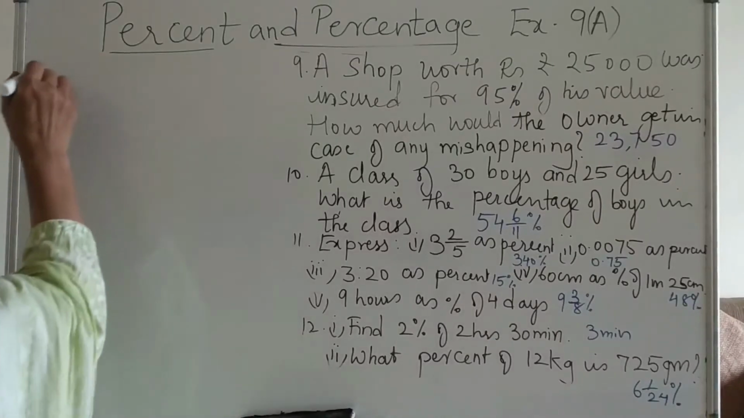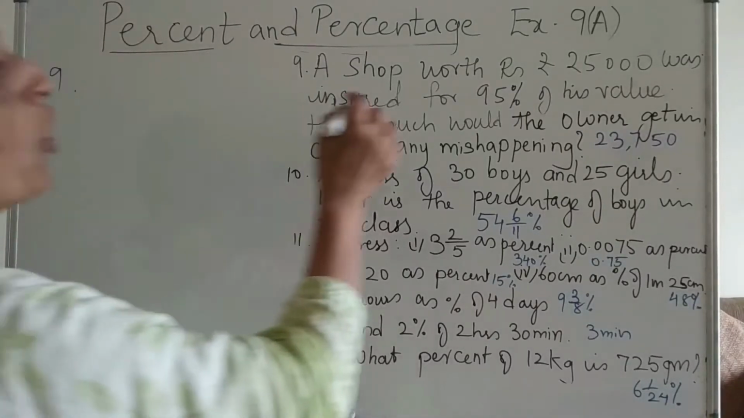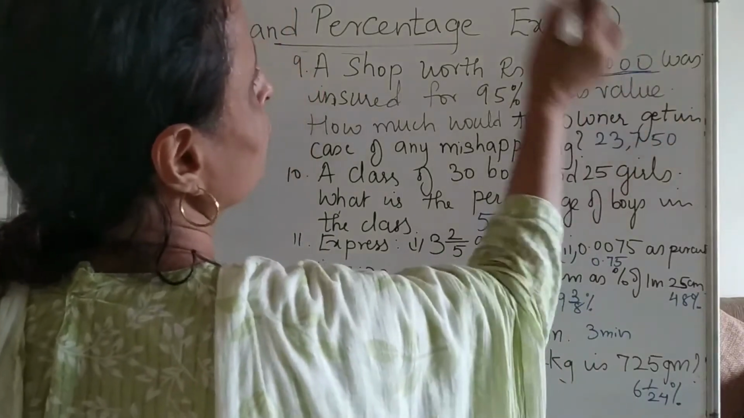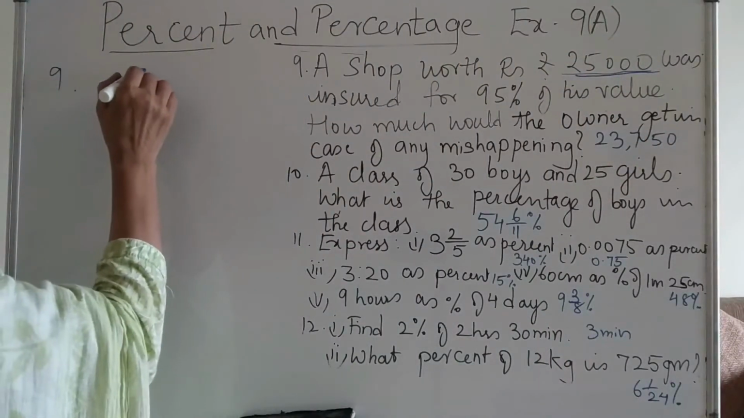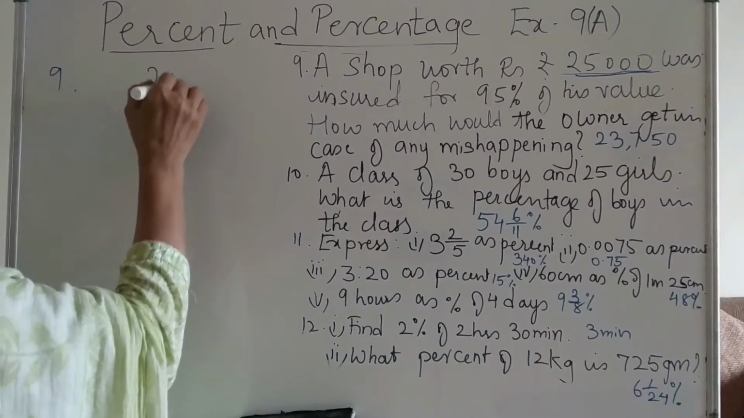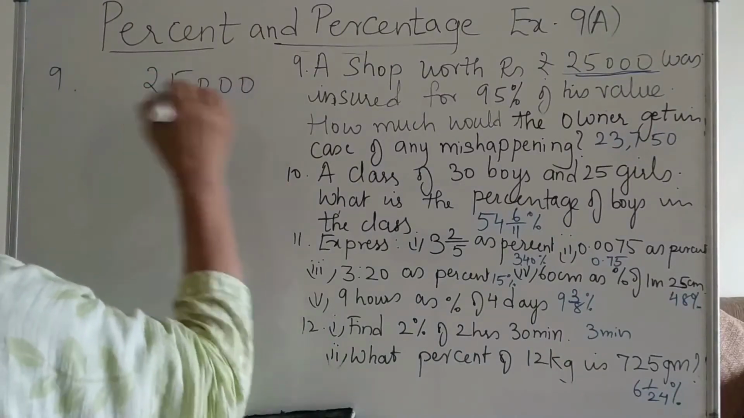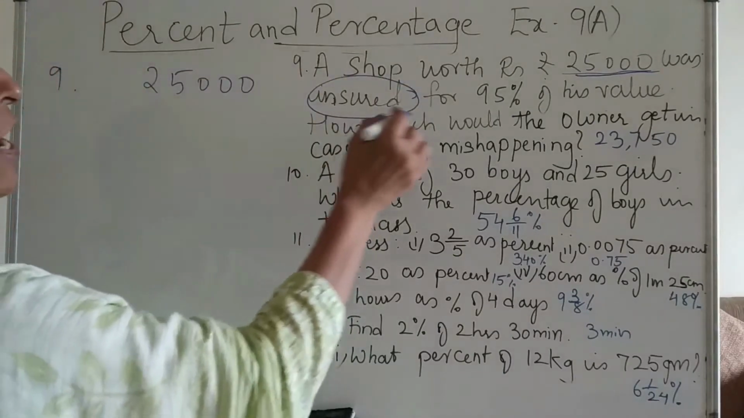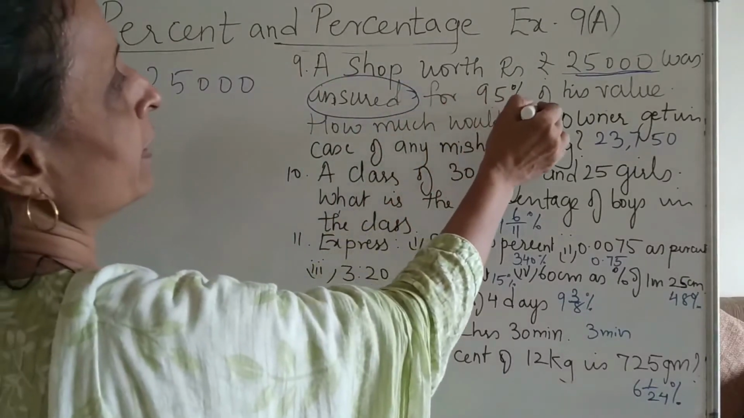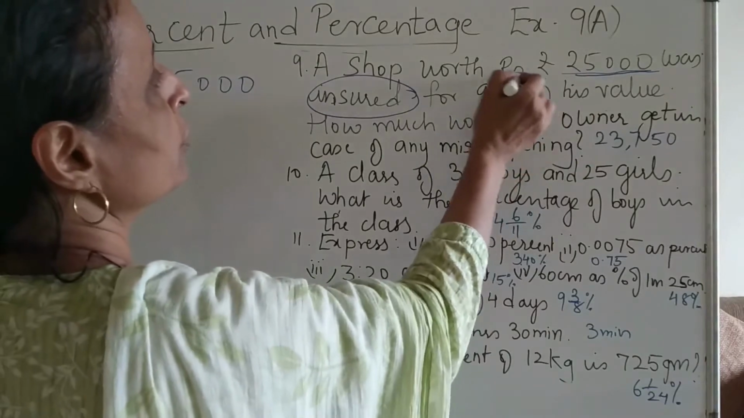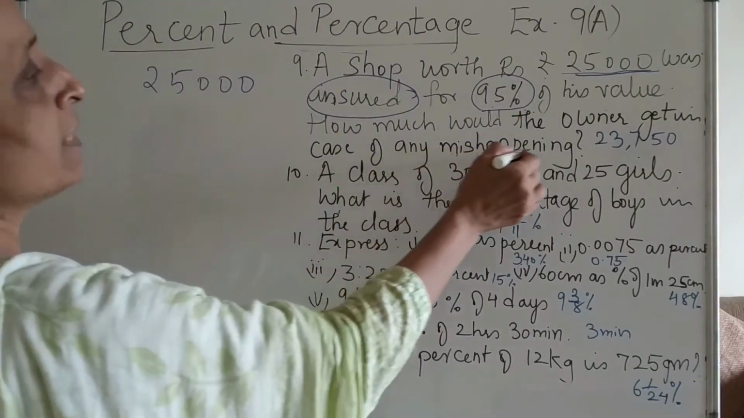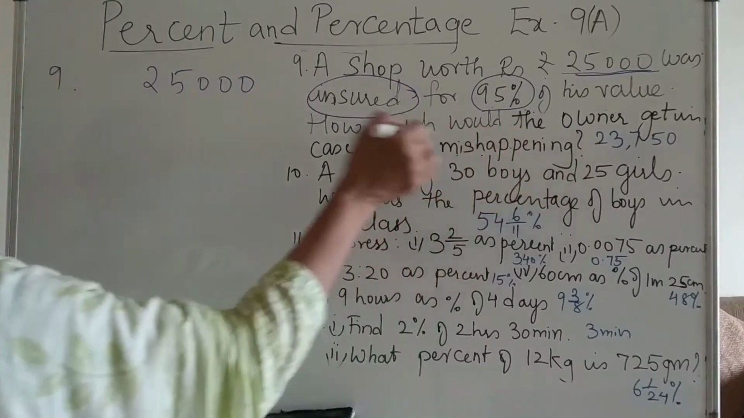Now, 9th sum. A shop worth rupees 25,000. So what is the worth of the shop? 25,000. Insurance is done so that in case of mishap, you get the money back. So how much is the insurance? 95%. So if any mishap happens, how much money would you get?